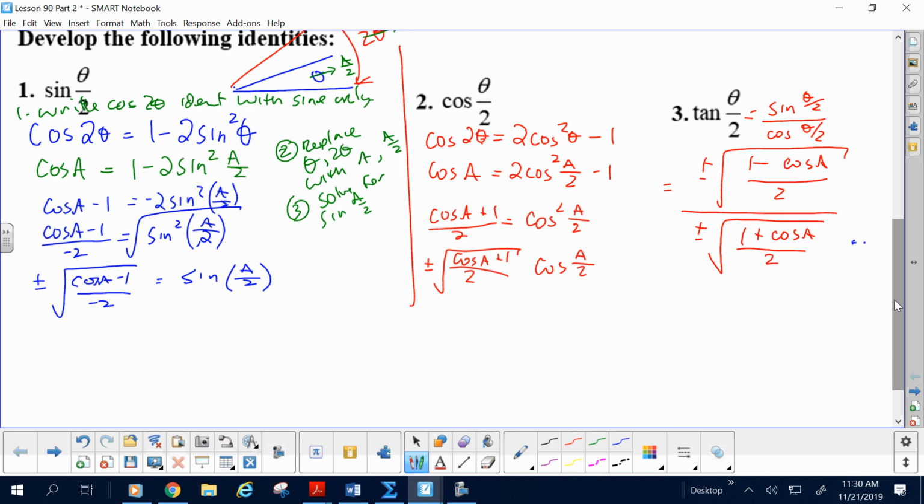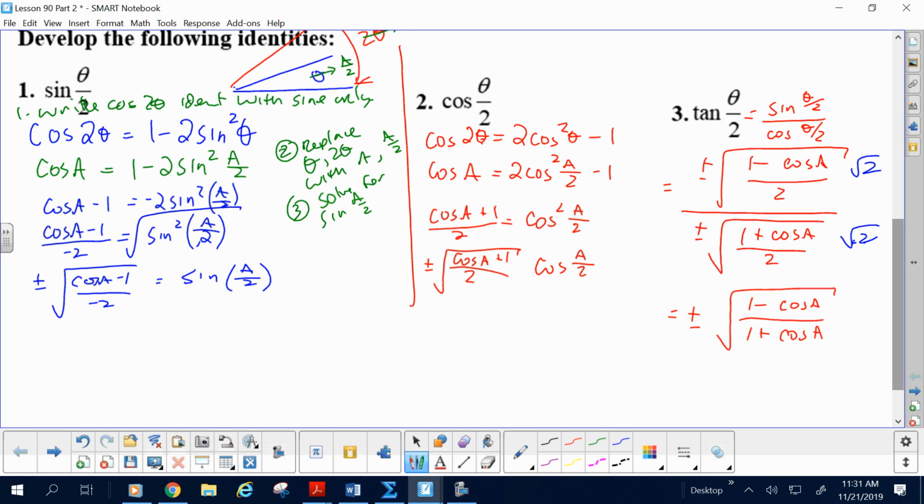Can I multiply top and bottom by something? Square root 2. When you do that, let's just combine it into one big plus or minus. So the top is 1 minus cosine of A over 1 plus cosine of A. Yes, sir. Now, the last thing is we probably want to make this a little more accessible.